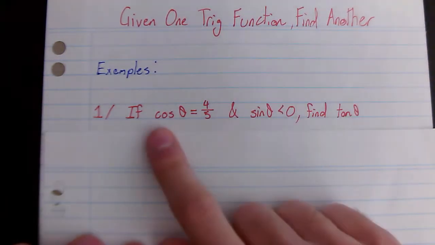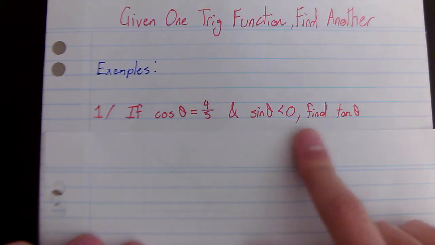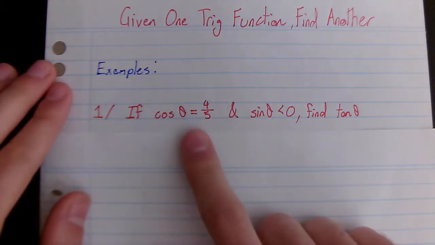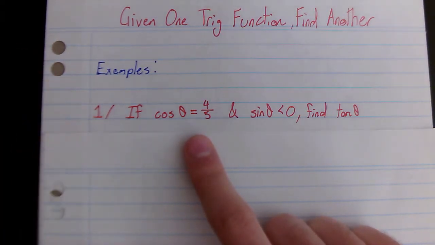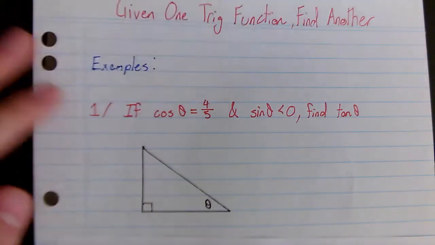This question reads: if cos theta equals 4 over 5 and sine theta is less than 0, we need to find tan theta, okay? First off, we're given this information that cos theta is equal to 4 over 5. Just remembering the definition of sine, cos, and tan, we're dealing with right-angled triangles here. So I'm going to construct a right-angled triangle.